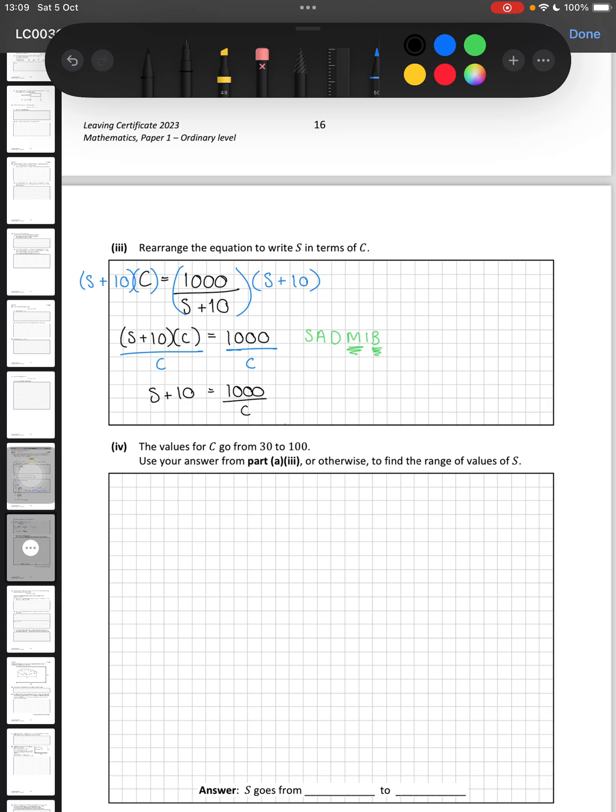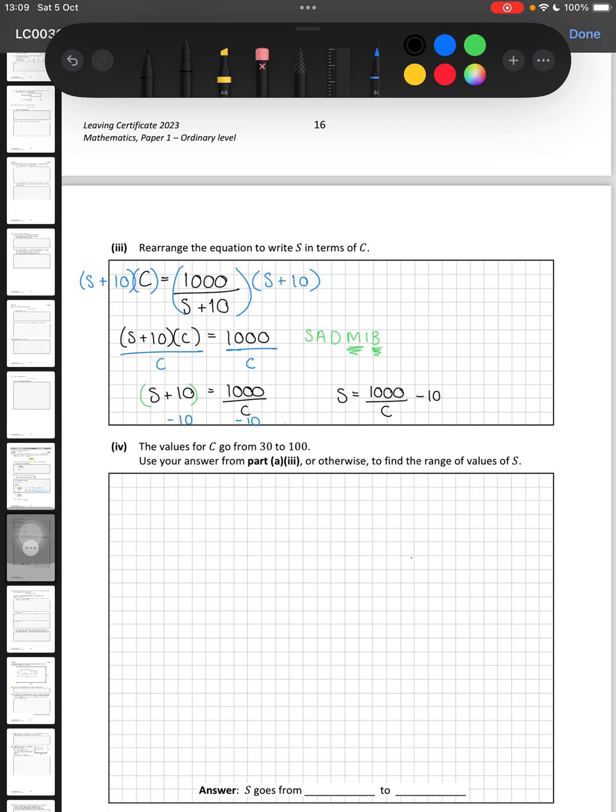So divide by c so that we get s plus 10 is equal to 1,000 over c. I didn't need to carry my brackets down now because they were just around the full sum, so they don't really make a difference. And then lastly, to get rid of the 10 that's adding, I can subtract 10. So I'm going to get that s is 1,000 over c, take away 10.